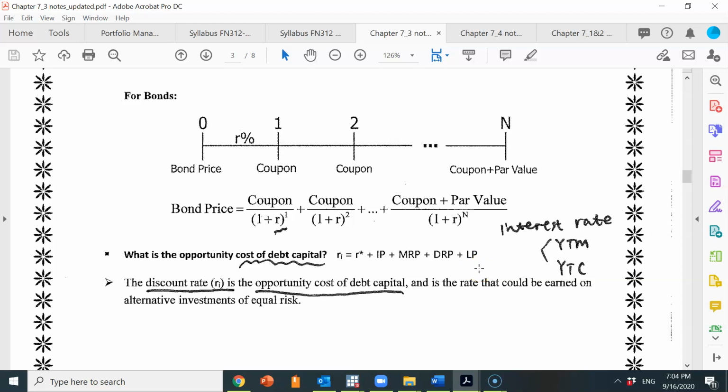We can also call this yield to maturity or yield to call, which we will be discussing later. This interest rate, cost of debt, rate of return, is also the discount rate we're using here to discount the future coupon payments and the par value to get the present bond price. So the discount rate is the opportunity cost of debt. It is the rate that could be earned on alternative investments of equal risk. It's an opportunity cost.